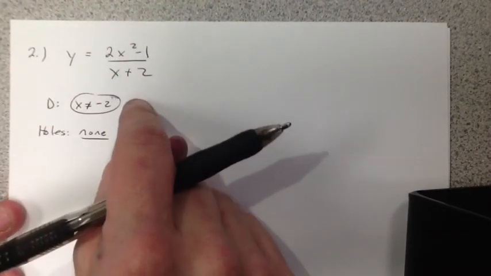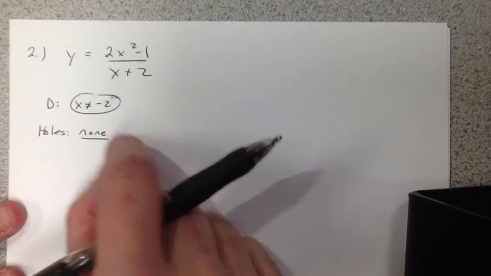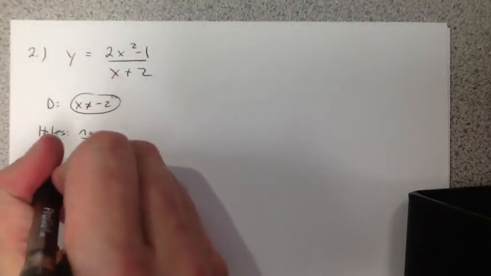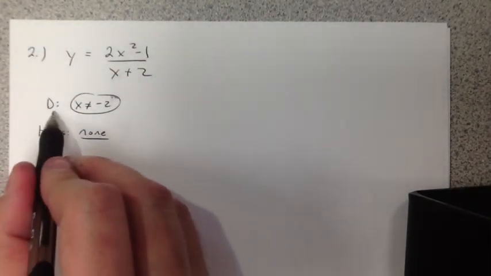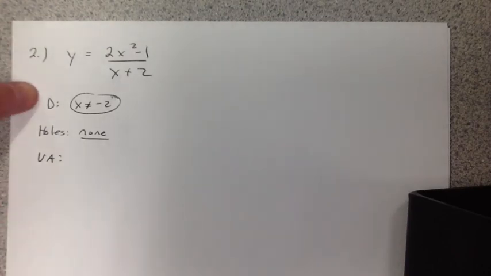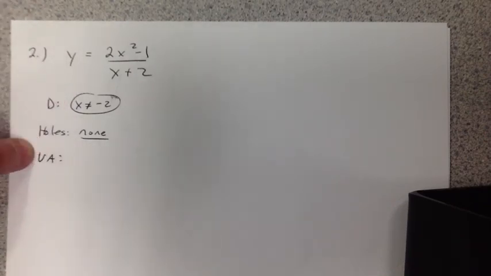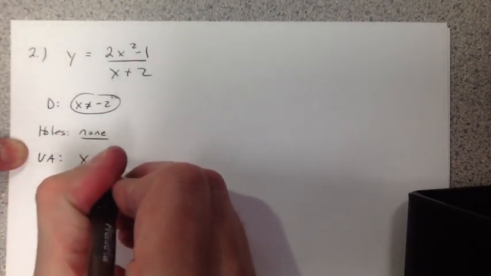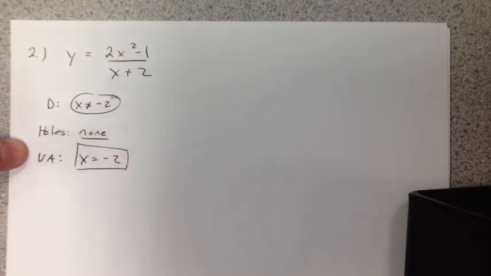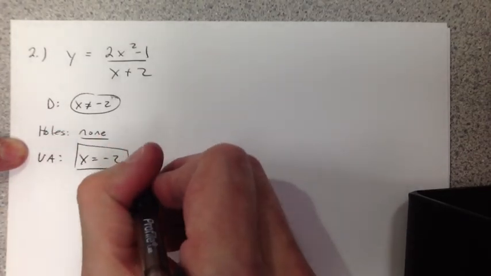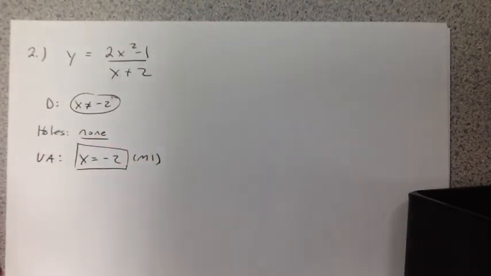All right, now, since my domain restriction wasn't a hole, it has to be an asymptote. Vertical asymptotes and holes come from your domain restriction. And since my domain restriction is -2, it's either a hole or vertical asymptote. If it canceled, it's a hole. If it doesn't, it's a vertical asymptote. You can be one or the other, you can't be both. That's M1, by the way.